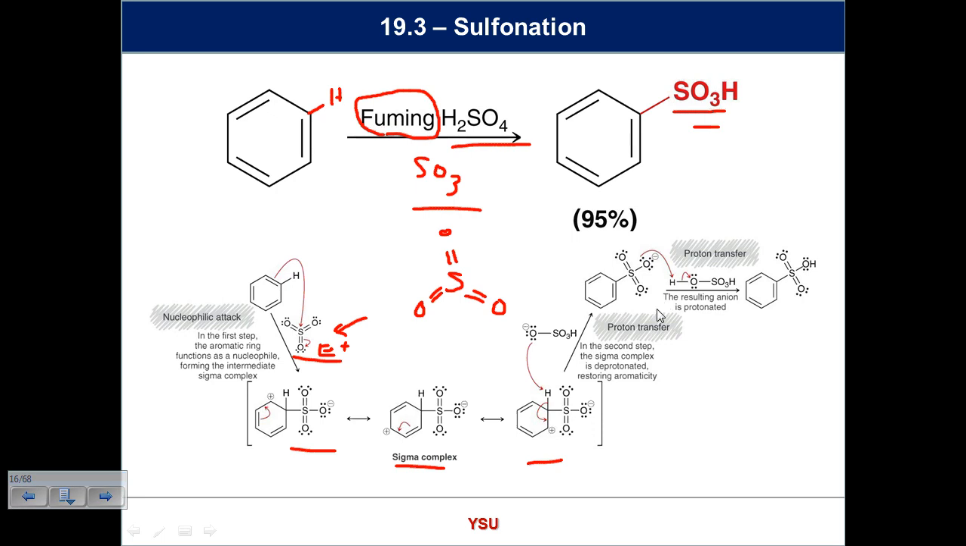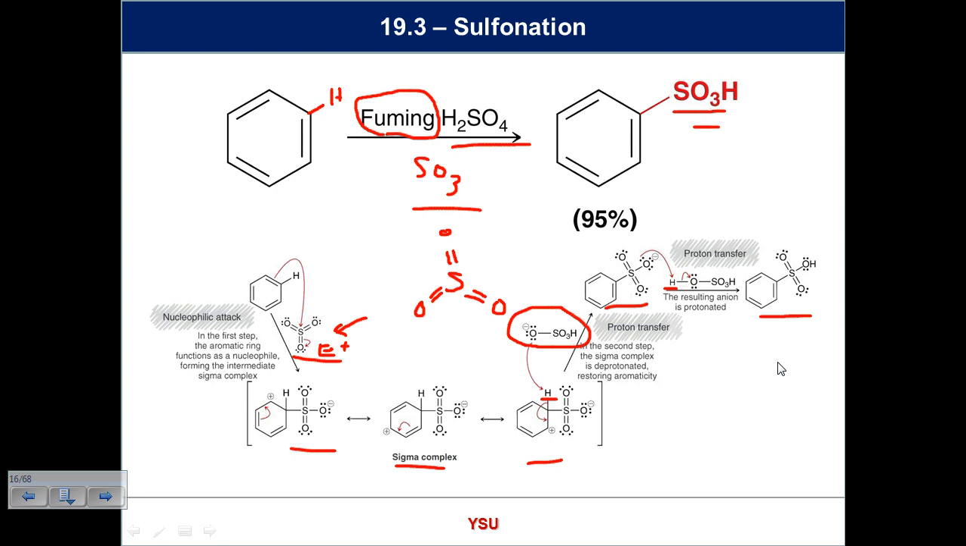And in the last step, think about this. What type of base is that? Is that a strong base or a weak base? That's a super weak base, right? It's very, very, very weak. So it's strong enough, actually, to take off that proton and go to the product. And then in the last step, pick up a proton from the sulfuric acid mixture, and that gives you the sulfonic acid product. Now, that's the way the book describes it.